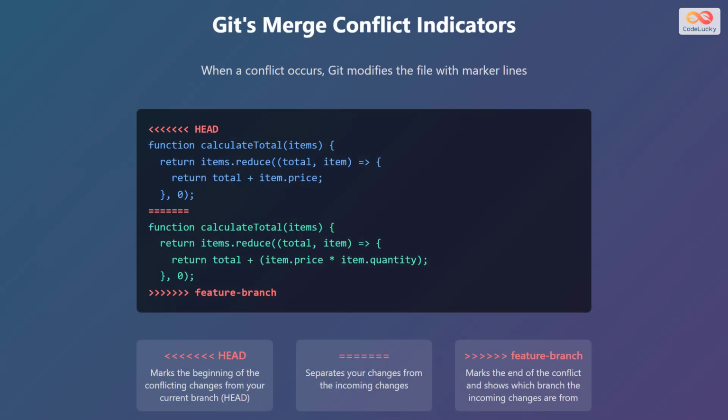When a conflict arises, Git modifies the affected file by inserting marker lines to highlight the conflicting sections. The HEAD marker indicates the beginning of the conflicting changes from your current branch, which is referred to as HEAD. The equals-sign marker separates your changes from the incoming changes. And finally, the feature-branch marker indicates the end of the conflict and specifies the branch where the incoming changes originated.